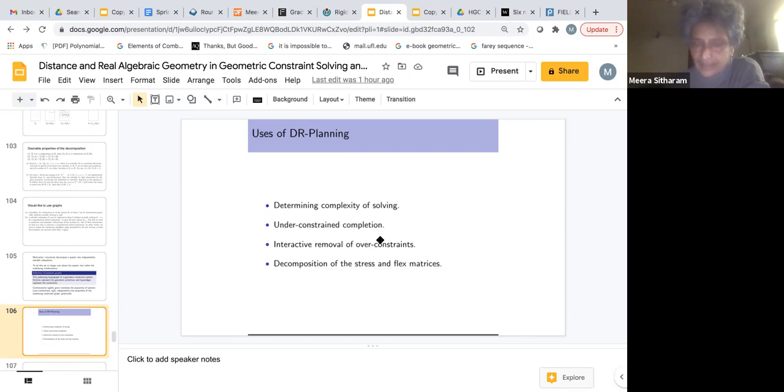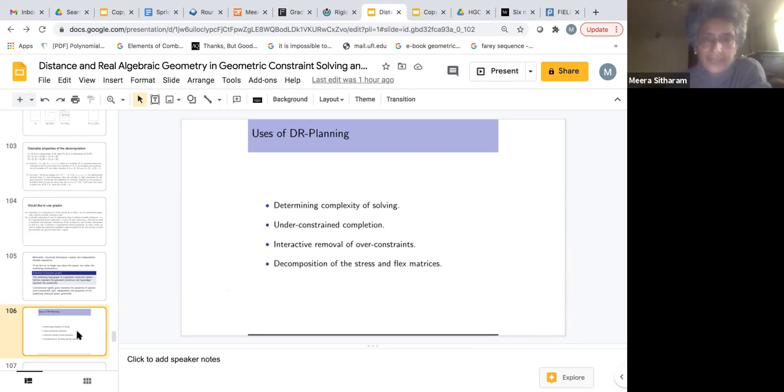And this DR plan helps you do that as well. And finally, you want to allow a decomposition. The decomposition into subgraphs of this type allows you some kind of underlying decomposition of the rigidity matrix, the stress matrices, and the flex matrix. You've seen all of these in Tony's class. Okay, so your recursive decomposition of the graph into rigid pieces allows you to recursively decompose the rigidity matrix, the stress matrices, and the flex matrices.